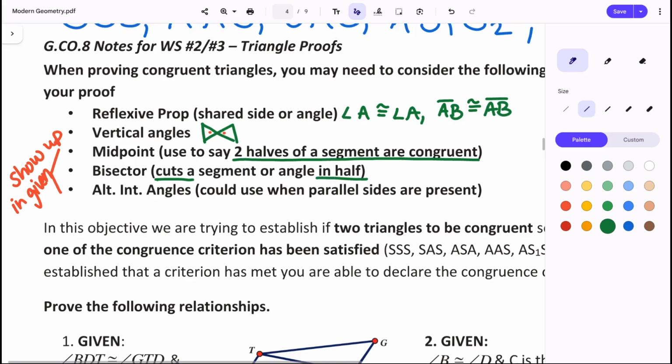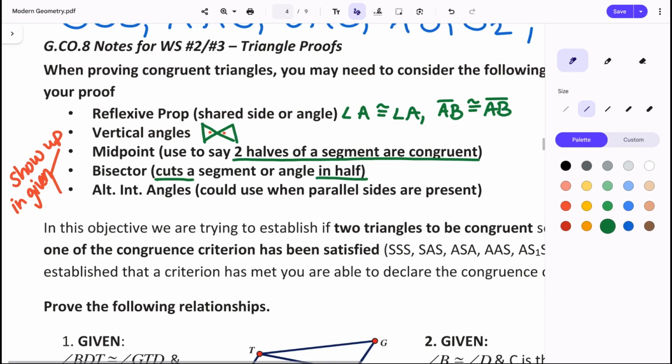At the beginning of the year, when we were doing constructions, you guys constructed a bisector of both segments and angles, so you've seen these before. And when we were bisecting something, that's when we added those markings onto our picture. We had like the dashes through our segment, or we put those little arcs inside of our angle in order to show that they were equal.